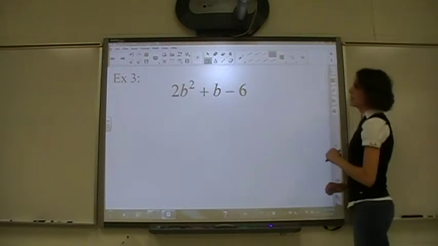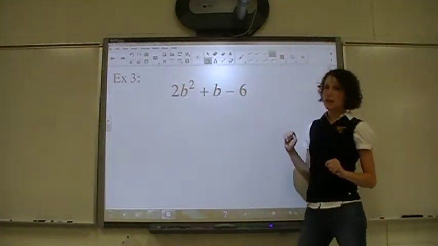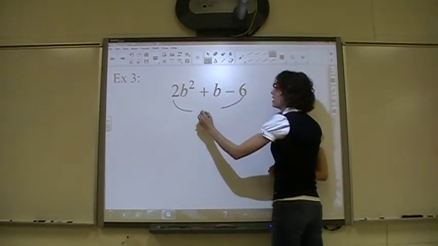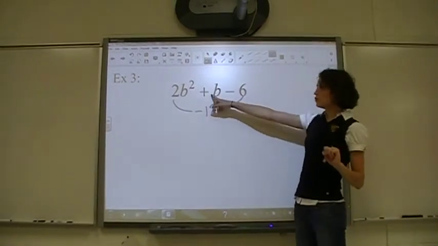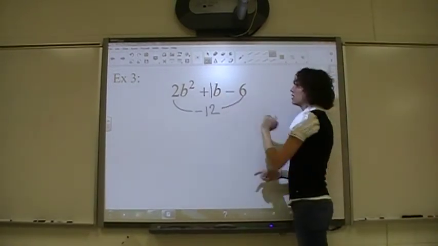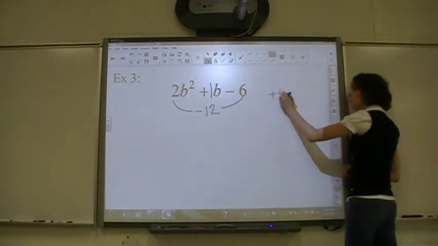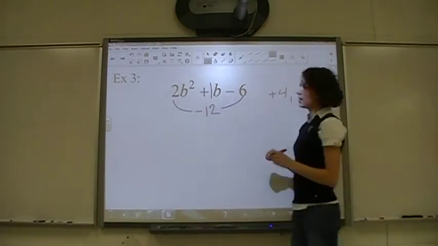All right, we've got another example here. We have 2b squared plus b minus 6. So 2 times negative 6 gives me a negative 12. We need factors of negative 12 that add to, there's really a 1 right here. So factors of negative 12 that add to 1 would be a positive 4 and a negative 3. So let's do the rewrite.